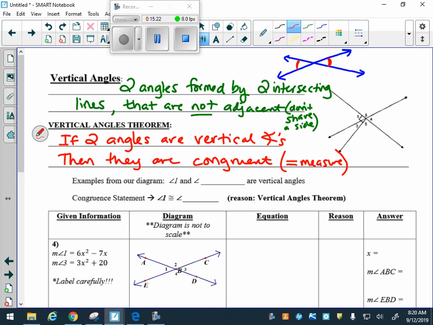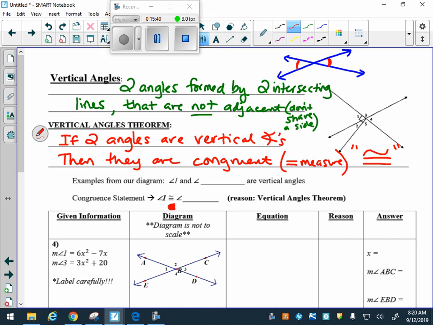So the symbol for congruence looks like this. See that symbol right there? It's an equal sign with a squiggle over it. That means is congruent to.